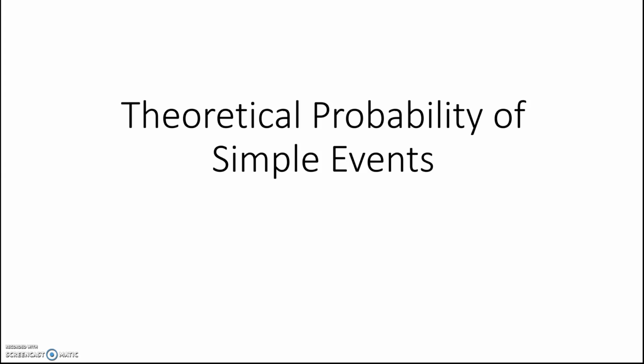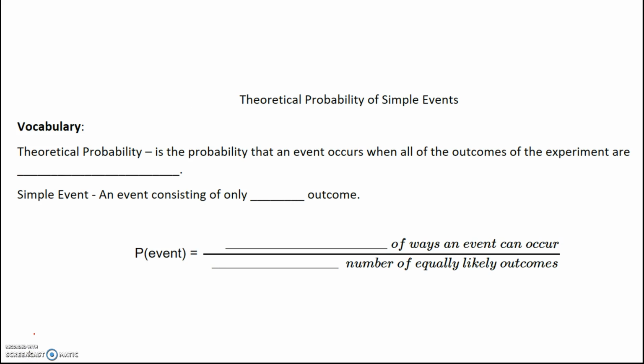Hey everyone, today we're going to learn about the theoretical probability of simple events. So we're continuing what we started yesterday. If you remember, theoretical probability is the probability that an event occurs when all of the outcomes of the experiment are equally likely.